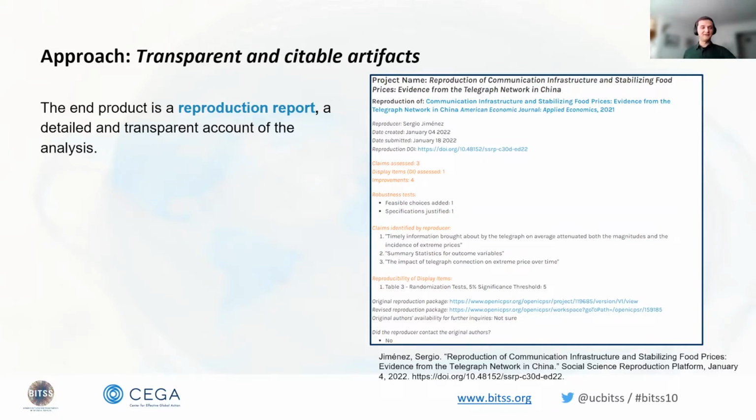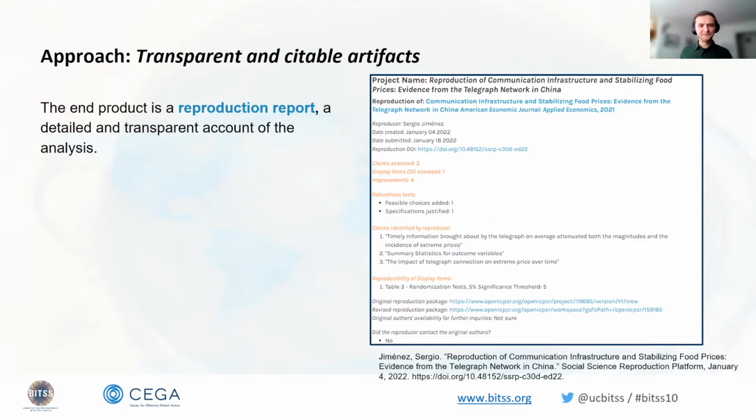If you attended the annual meeting last year, this is a brand new feature. The end product of every reproduction is a reproduction report, which is essentially a detailed and transparent account of the documents and the entire analysis. Here on the right, you can see the summary stats for one of the reproductions that were submitted recently.